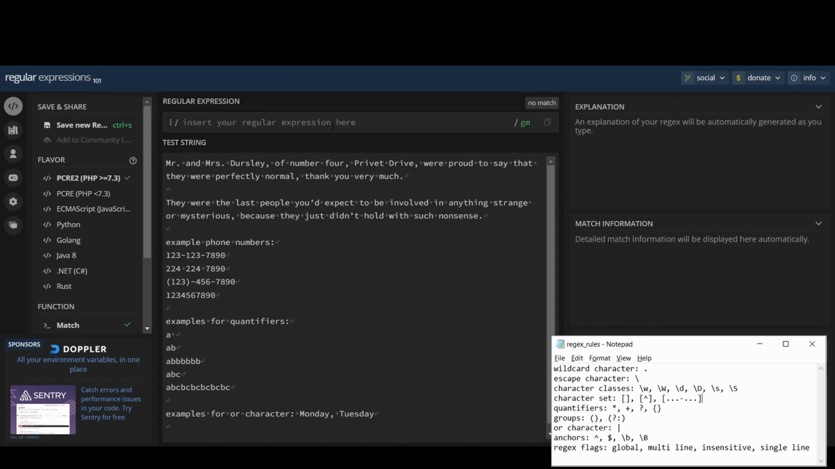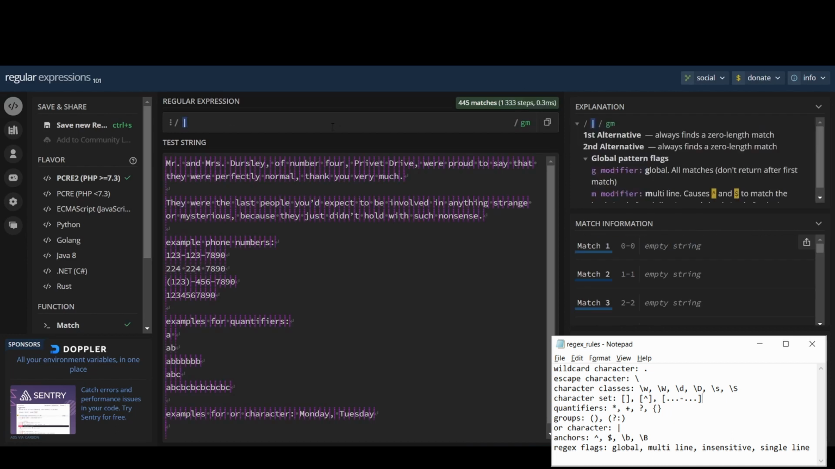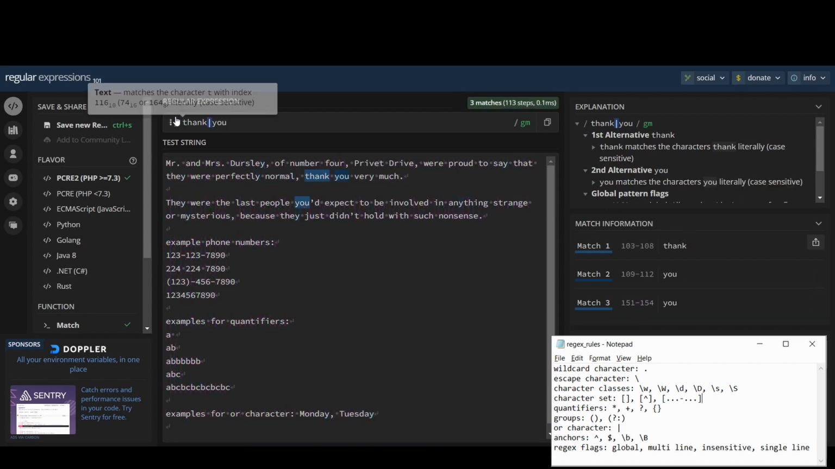Let's now talk about an OR character. An OR character is basically a vertical bar. So for example, if we type thank vertical bar U, it means that we are either going to match thank or we are going to match U. Okay, so we can use this vertical bar, for example, to search for all the weekdays.